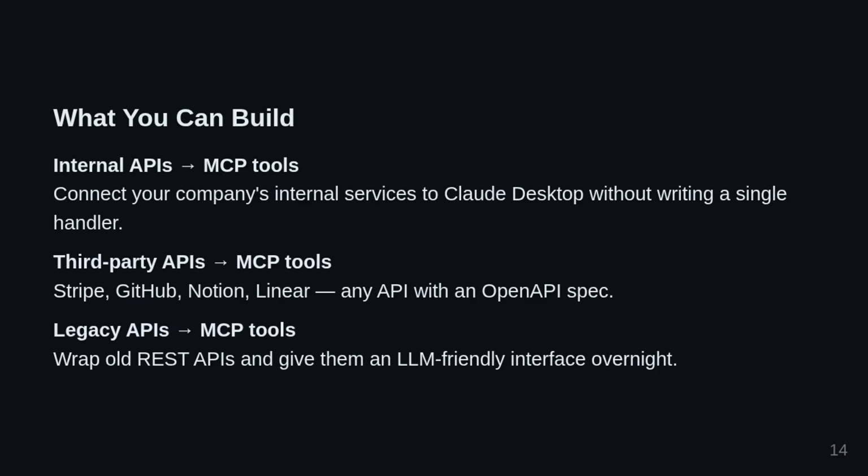The use cases are broad. Internal API integration is a big one. Instead of building custom integrations, generate an MCP server from your internal API spec and give your team AI access to your services overnight. Third-party APIs are equally powerful. Stripe, GitHub, Notion, and Linear all have OpenAPI specs, so you can have Claude working with all of them in minutes. And legacy APIs that weren't designed for AI become AI-ready without any code changes on the API side.